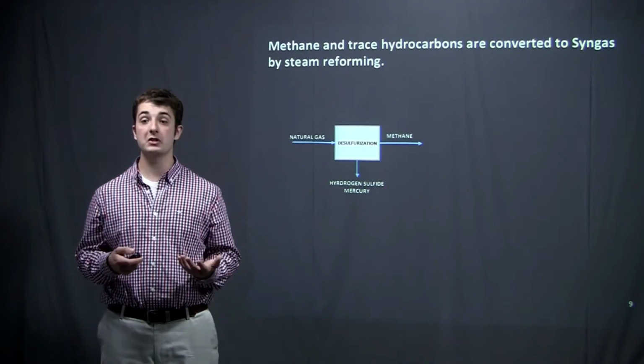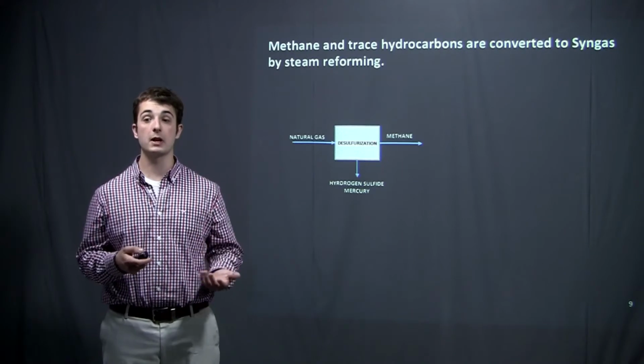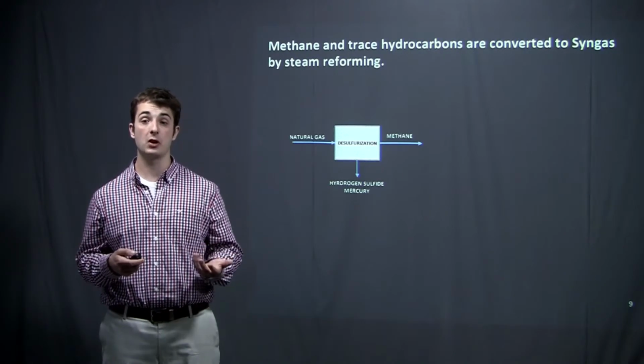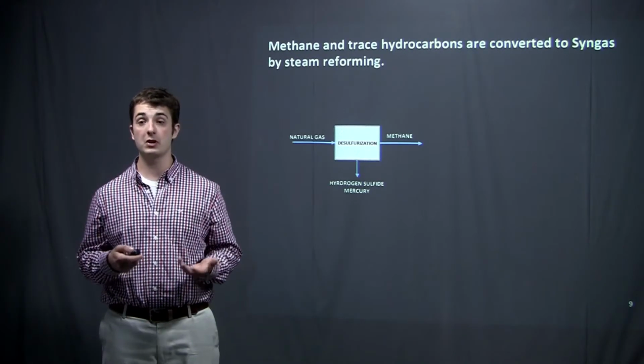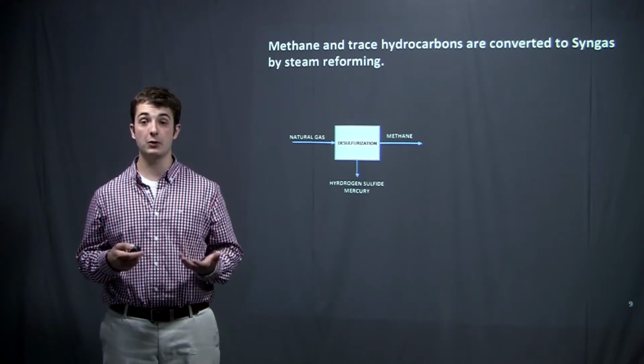So now we've left our desulfurization units and we've disposed of our contaminants, and we've got this purified methane stream. This purified methane is going to be used to produce syngas in a steam reformer unit.